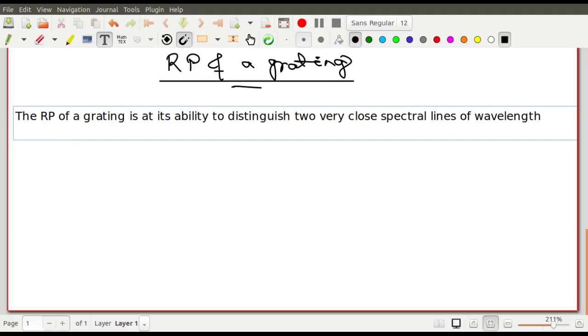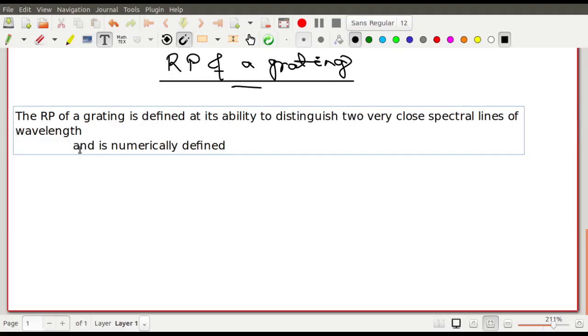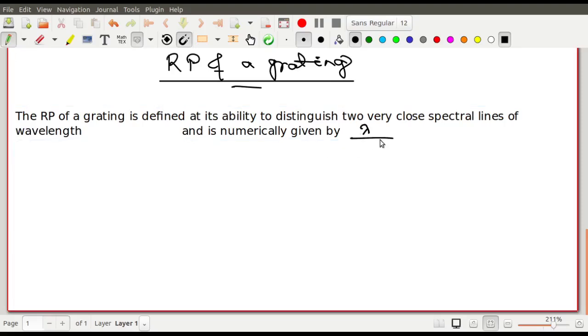And is numerically defined as, numerically given by. So the numerical definition of this one is lambda by d lambda. I will show you why. Lambda and lambda plus d lambda.